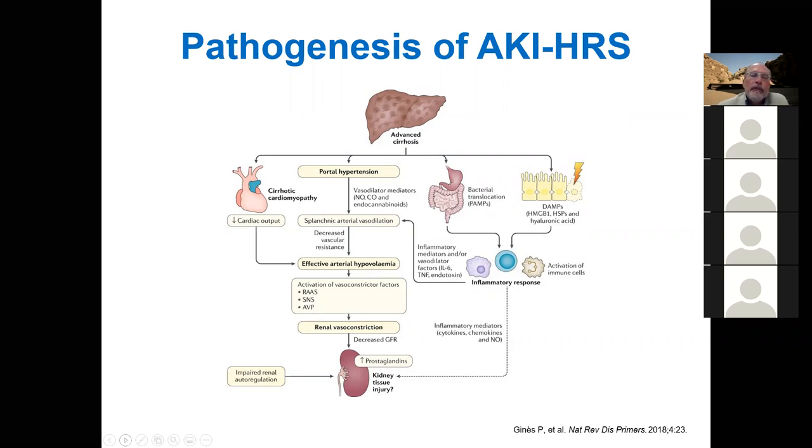But also think about this: every patient with cirrhosis needs to have a cardiac echo. You need to be looking for cirrhotic cardiomyopathy, LV dysfunction, E to A slope on a cardiac echo, very important.